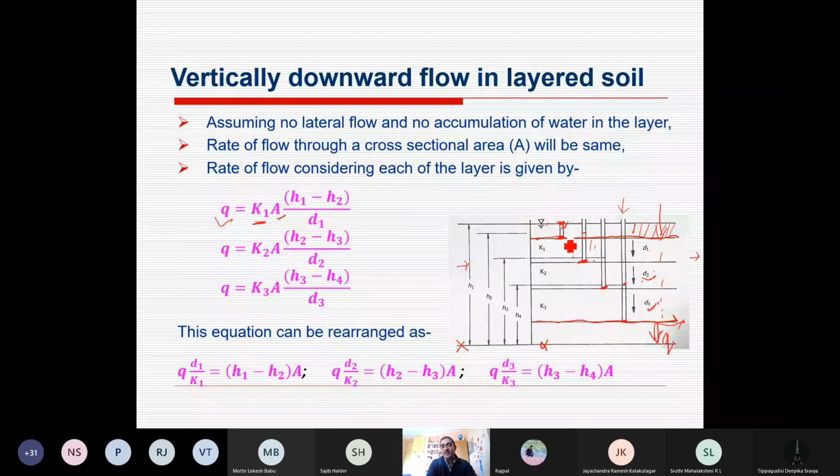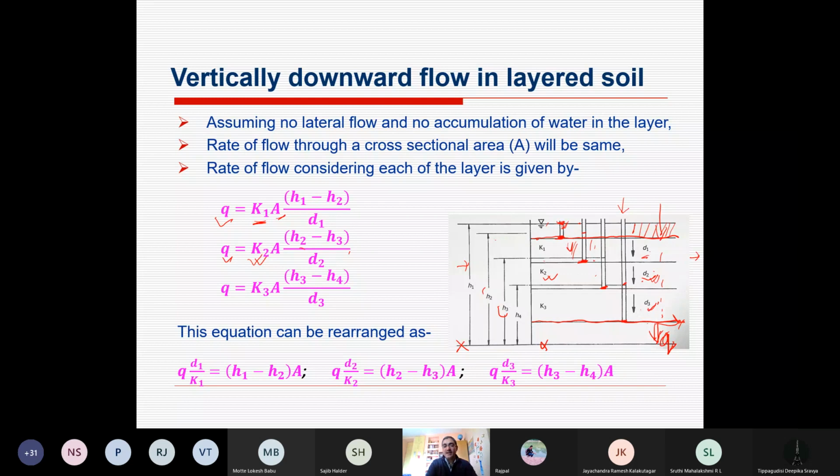So at the top it is H1, at the bottom of the first layer it is H2. So H1 minus H2, and depth, that is D1. Since Q is constant from the lowest layer, that is the third layer, Q for the second will be K2, the hydraulic conductivity we have assumed, A, the same cross-sectional area, that is unit A. And now the top and bottom heads: the top head will be H2, and the bottom of the second layer will be H3. So H2 minus H3 divided by depth, that is D2.